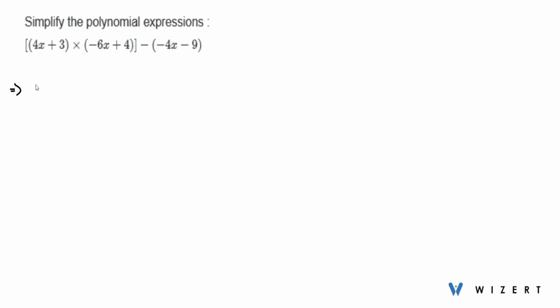So let's proceed. Now from the rules of algebra we know that at first we have to carry out all the operations which are present within the pair of brackets, and then we have to solve the multiplicative operator, and finally we are going to solve the difference operator. So we have (4x + 3) multiplied by -(6x + 4), and then we have -(-4x - 9).